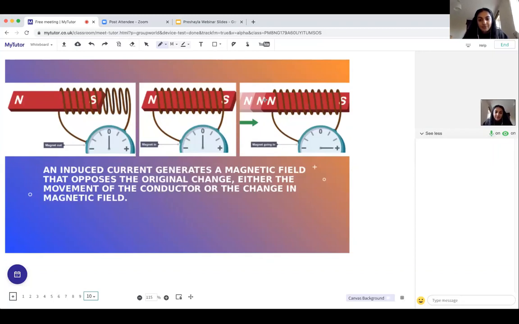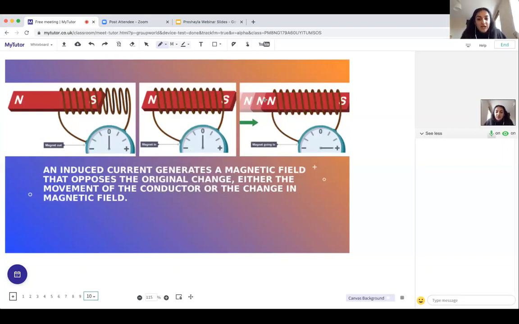Okay, so if we push the magnet into the coil, it's moving, right? If we're pushing it in, it's moving, and a current is created. But as soon as it stops moving, the current goes straight back to 0. So it needs this constant motion for a constant current to be created. Now you can see that the magnet going in creates a positive current. The magnet going out creates a negative current.